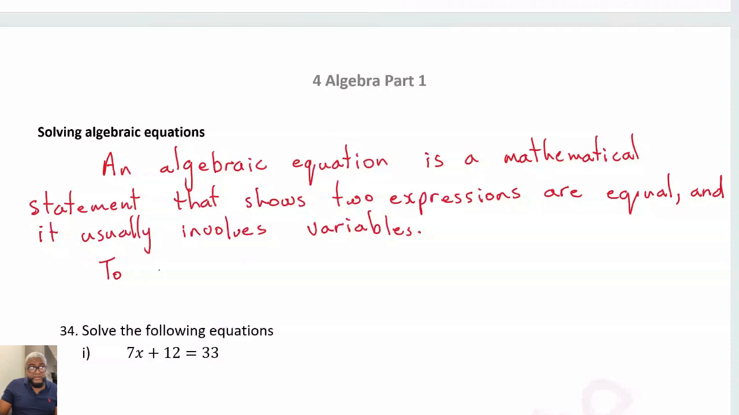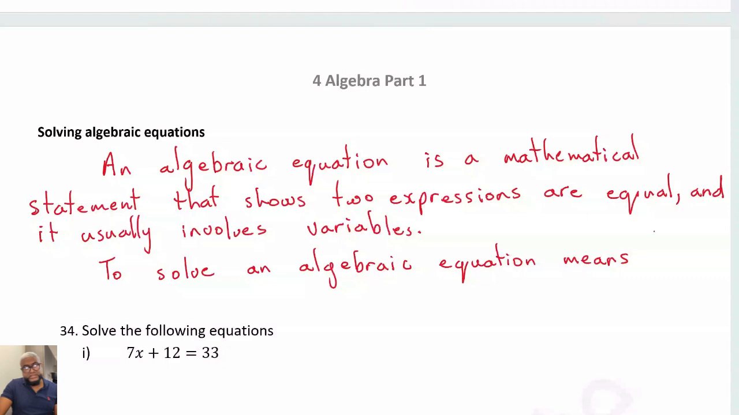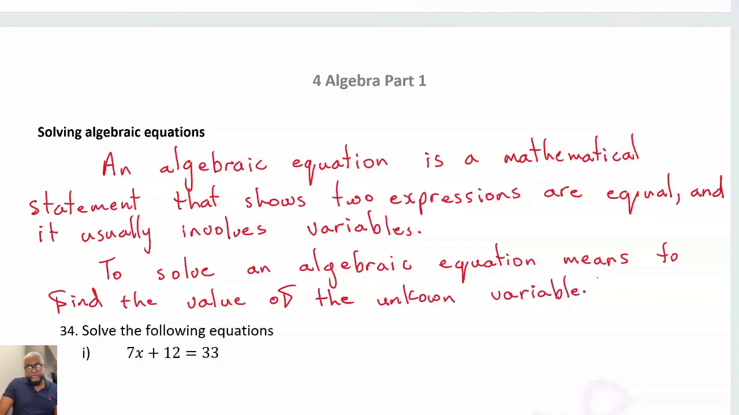So to solve an algebraic equation means to find the value of the unknown variable. Right?